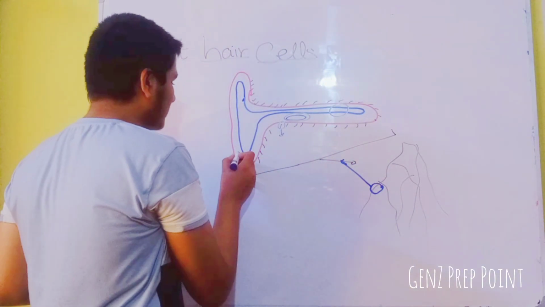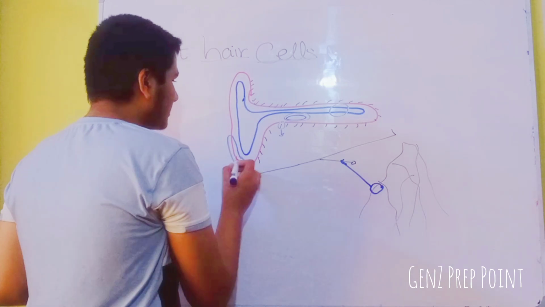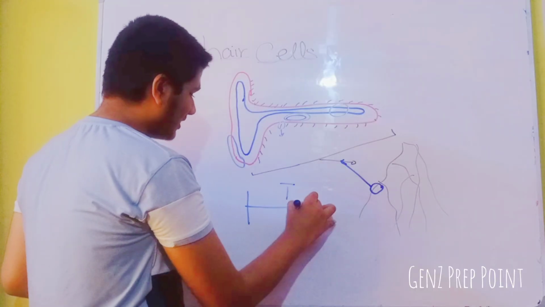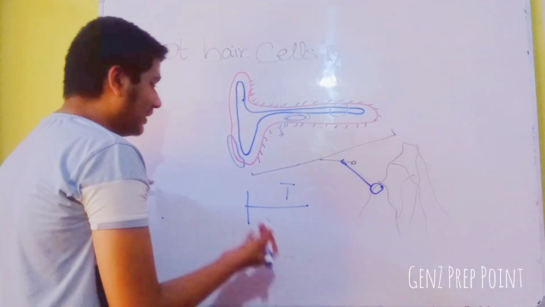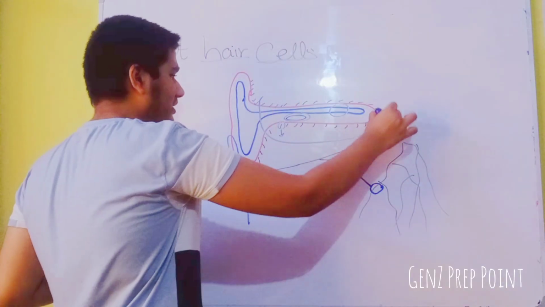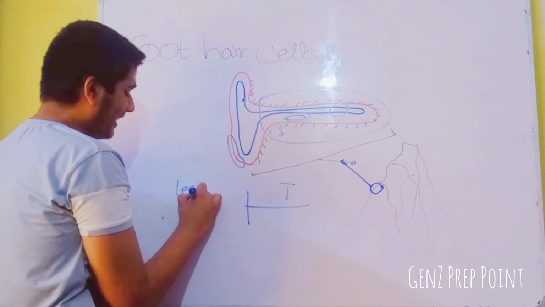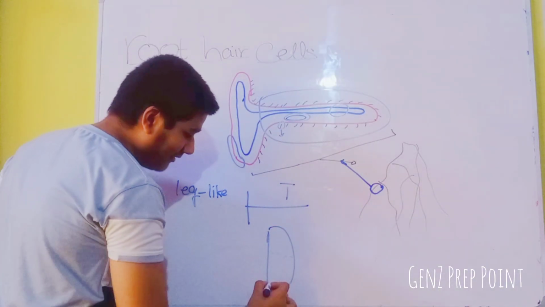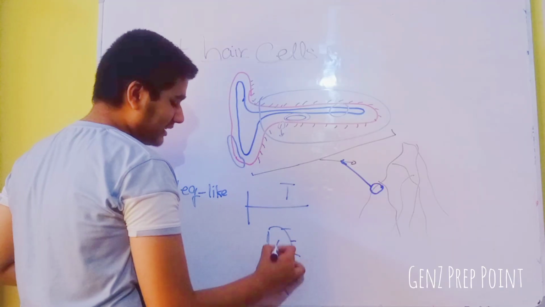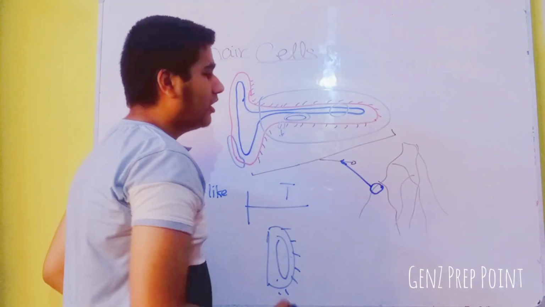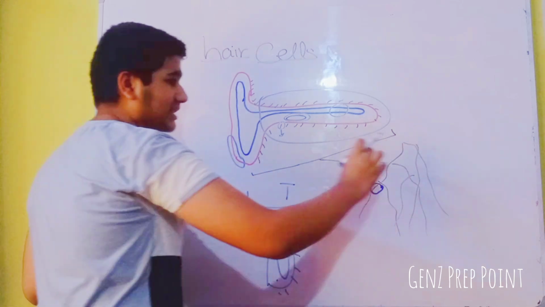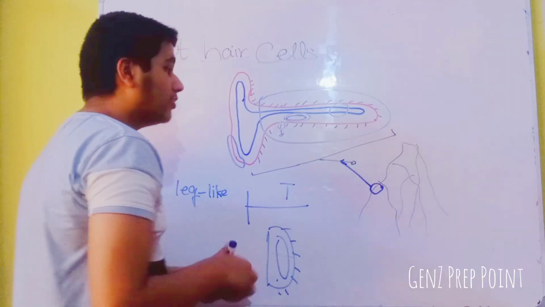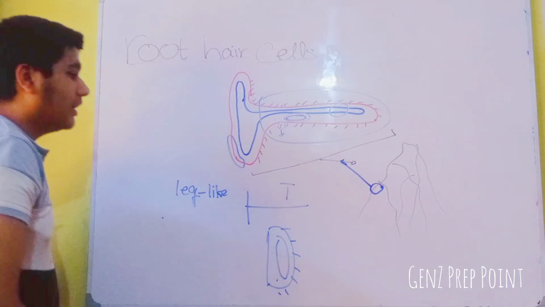If this is the cell wall, why is there a large extension? It's basically a large T, a horizontal T. It's a leg-like extension to provide more surface area. This cell will absorb more water. Because it has more surface area, it has more contact points with the water and the soil to absorb the minerals, the ions, and the water.